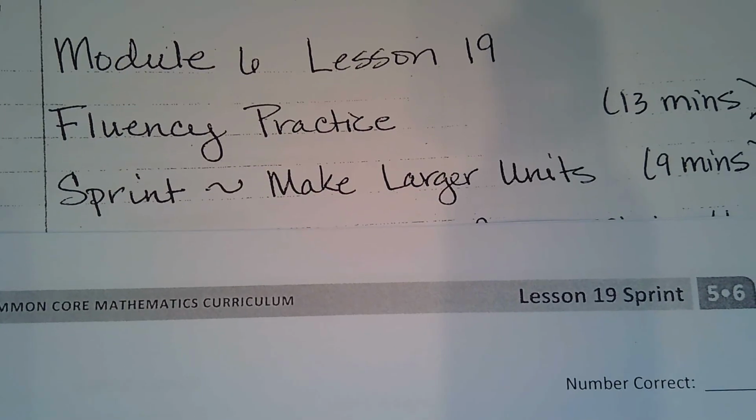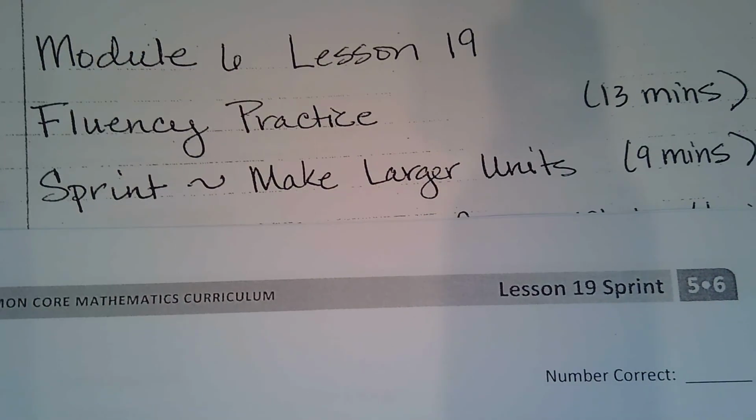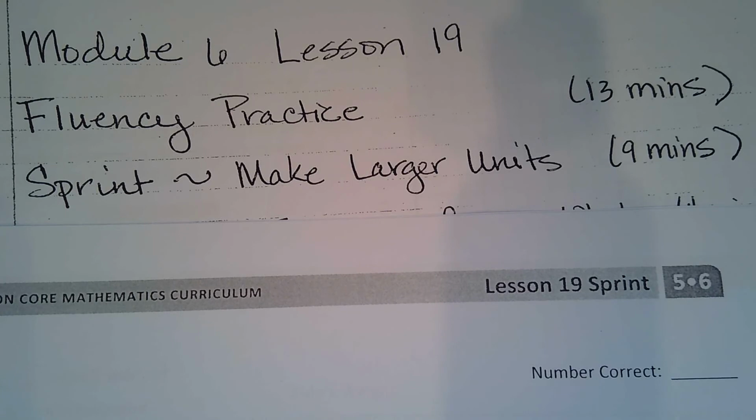This is Module 6, Lesson 19. We are going to, I forgot to write down the objective. I can't believe I did that. Our objective today is to plot data points on line graphs and then analyze the trends, analyze what's going on.